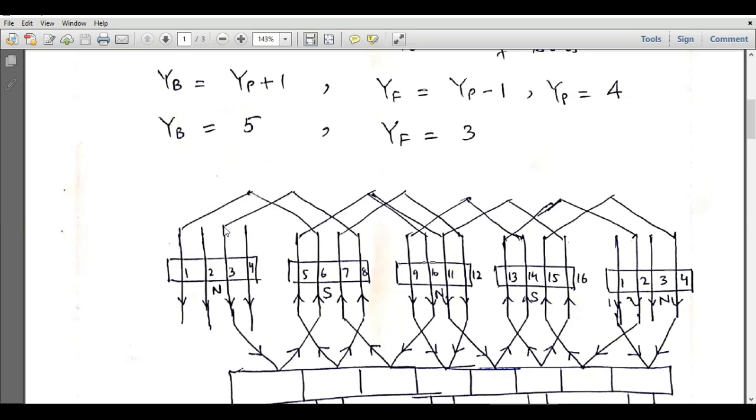Now the second coil will start from here, and 3 plus 5 is equal to 8. It will be connected with the conductor in this slot, and 8 minus 3 is equal to 5. So that will be connected with the conductor in slot number 5. Then it will be connected with slot number 10. Then we will come to slot number 7. Then slot number 12. Then slot number 9. Then slot number 14. Then slot number 11. Then slot number 16 and slot number 13. Then slot number 2, because 13 plus 5 is equal to 18.